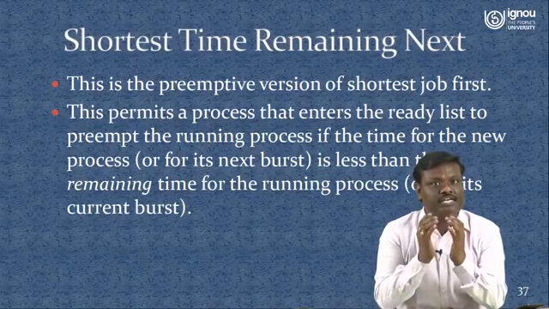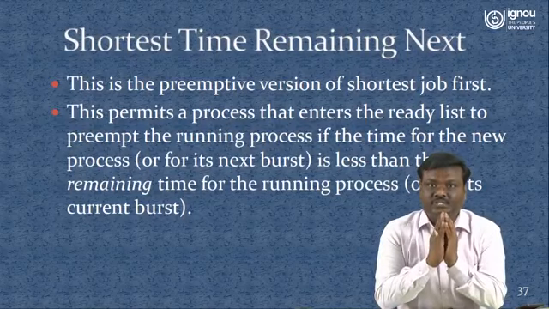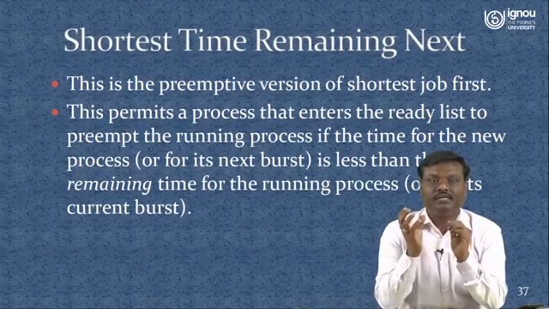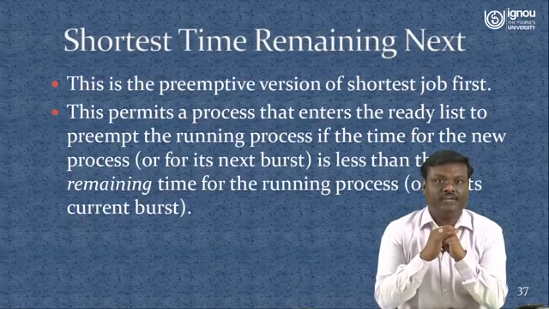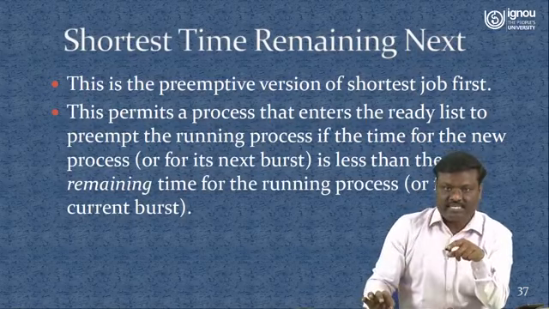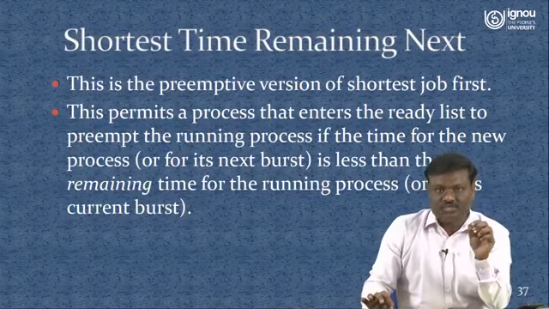So every time a comparison will be done, and if a shorter job is waiting in the queue, that will be serviced first, and then the other one will be waiting for the processor. So this is a kind of preemptive version of the shortest job first.